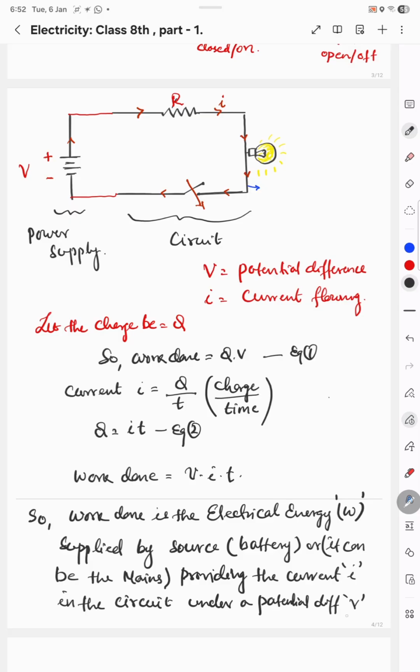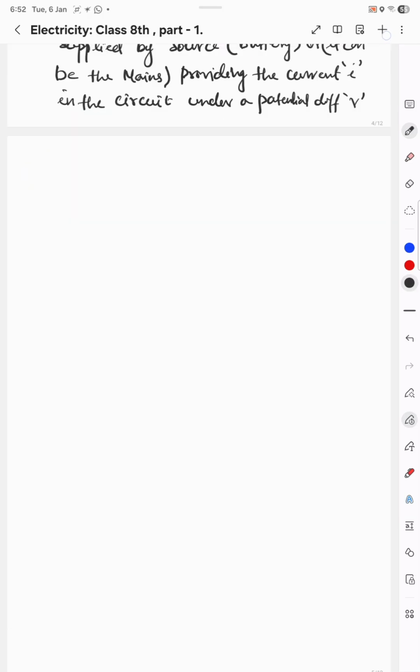So now here we got the relation between work done, current, voltage and energy. So we can say now that work done is equal to the electrical energy, isn't it? Therefore, work done is equal to the electrical energy.